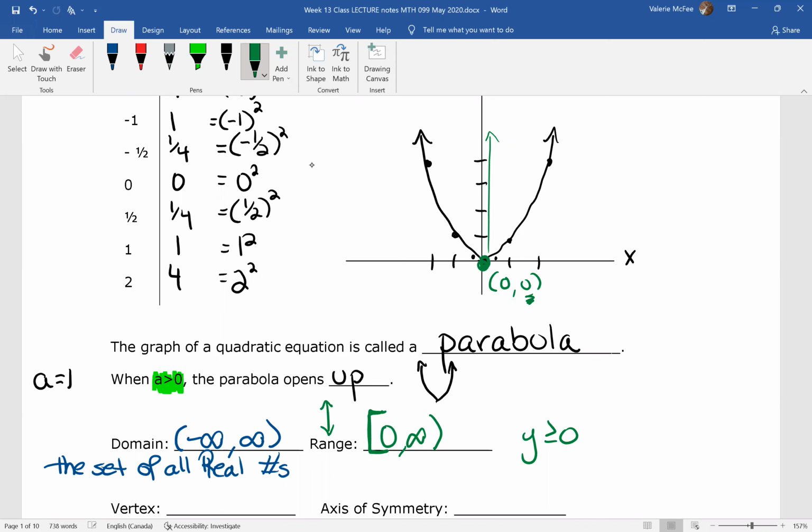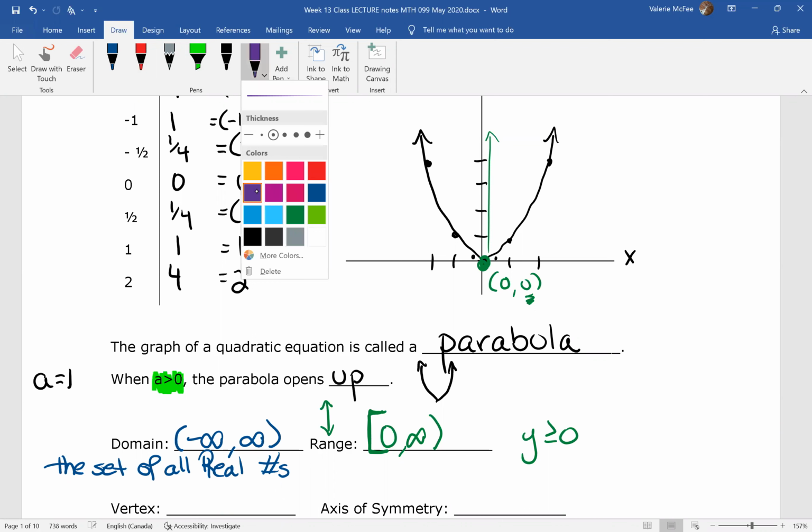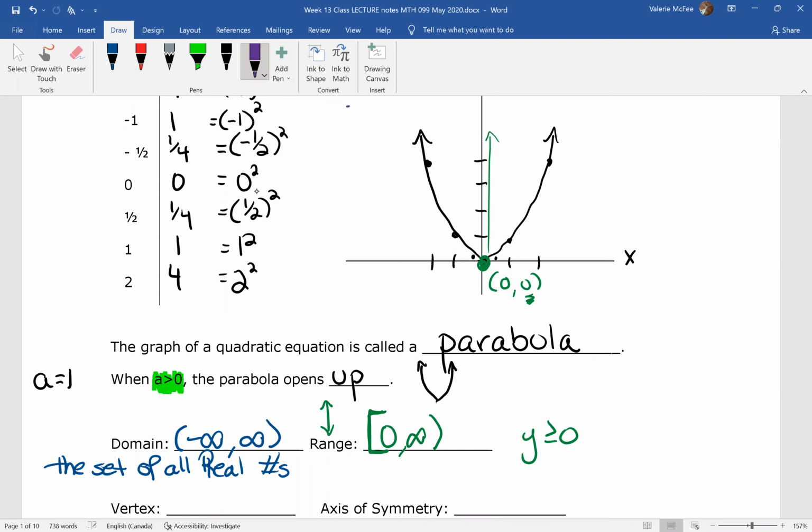The vertex is the point where the graph changes direction. You can see that initially, if we're reading it from left to right, the graph is going down to the right, and then it starts going up to the right. This point right here where the graph changes direction is the vertex. The vertex for this parabola is at the origin, or 0, 0.